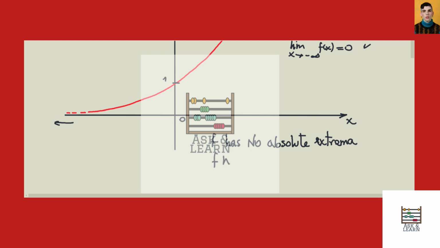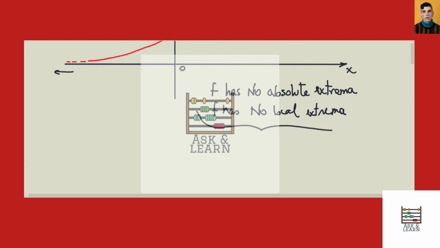And for a similar reason, that is, there is no point that can be considered the highest value near or locally, and the same thing for the minimum. So f has no local extrema at all. So we can say the two things together, that this function has no extrema at all.